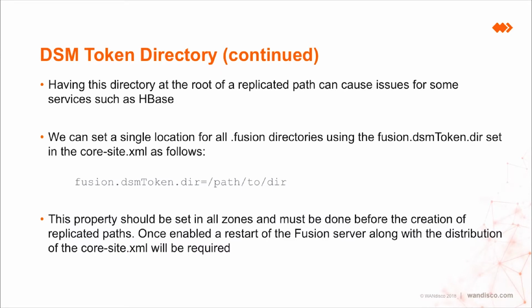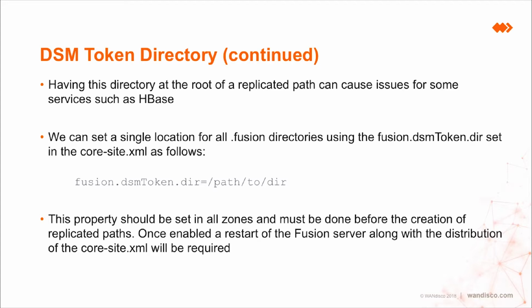Having this directory at the root of a replicated path can cause issues for some services. An example of this is HBase. In this case, we can set a single location for all .fusion directories using the fusion.dsm.token.directory set in the core site XML. And you could do that as follows.